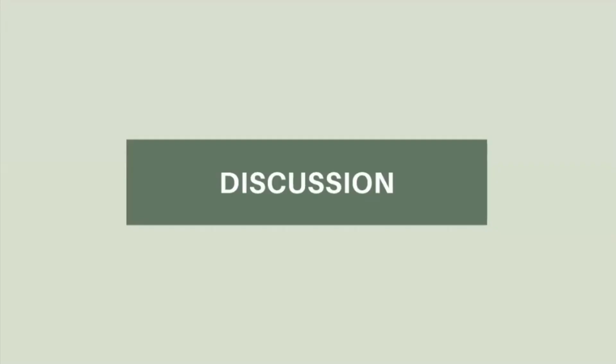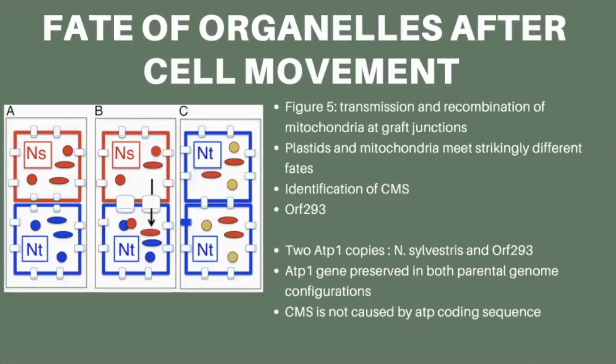And then next, we're going to go over the discussion part of this article. On the next slide, we're going to state the fate of organelles after cell movement, and it's basically going to be talking about figure 5, which is transmission and recombination of mitochondria at graft junctions.